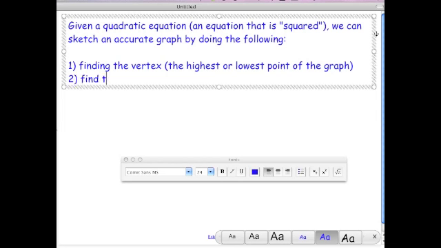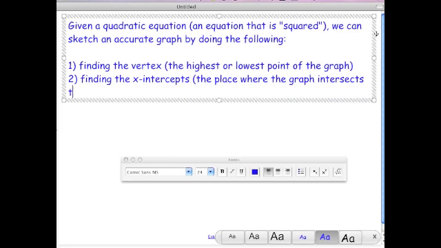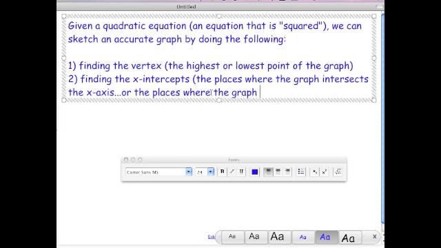So given a quadratic equation, we can do the following. We can sketch an accurate graph by finding the vertex. The vertex is the highest or lowest point of the graph, and by finding the x-intercepts. And the x-intercepts are the place where the graph intersects the x-axis. Another way of saying that is the place where the graph crosses the x-axis.